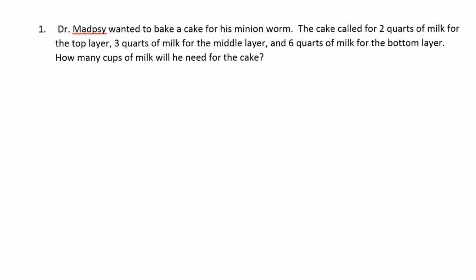Question number 1 says, Dr. Mad Sci wanted to bake a cake for his minion Worm. The cake called for 2 quarts of milk for the top layer, 3 quarts of milk for the middle layer, and 6 quarts of milk for the bottom layer. How many cups of milk will he need for the cake?